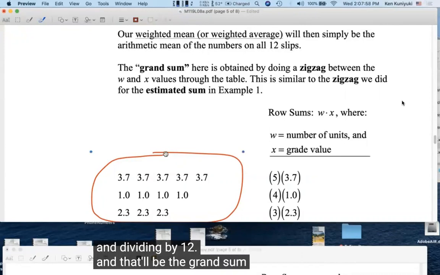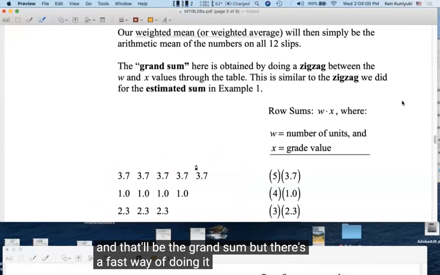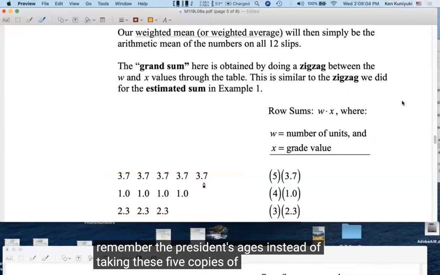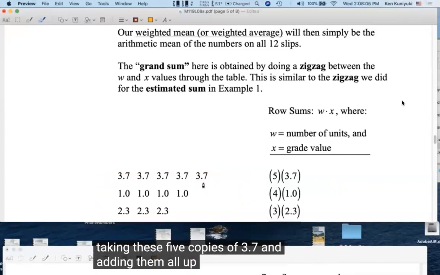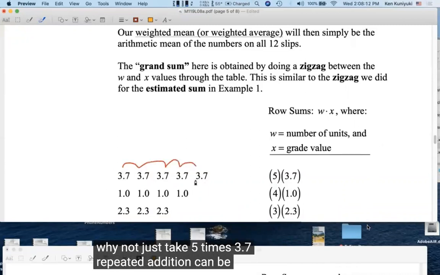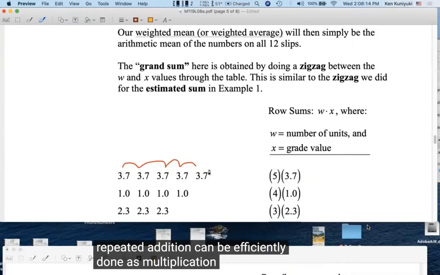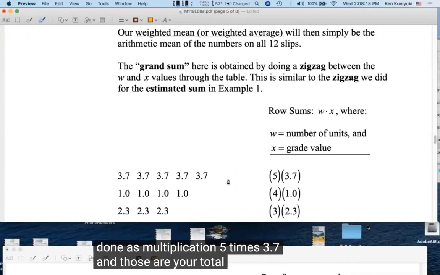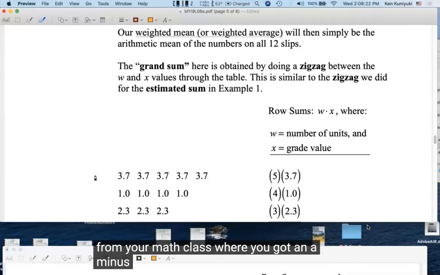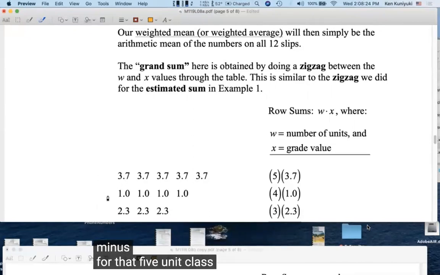And that'll be the grand sum. But there's a fast way of doing it. Remember the president's ages. Instead of taking these 5 copies of 3.7 and adding them all up, why not just take 5 times 3.7? Repeated addition can be efficiently done as multiplication. 5 times 3.7, and those are your total grade points from your math class where you got an A- for that 5-unit class.